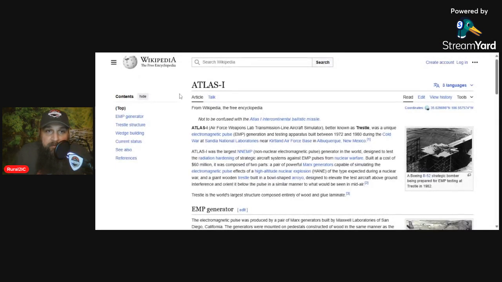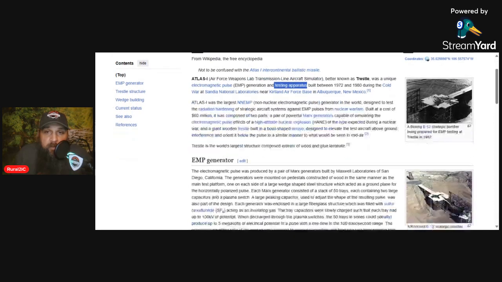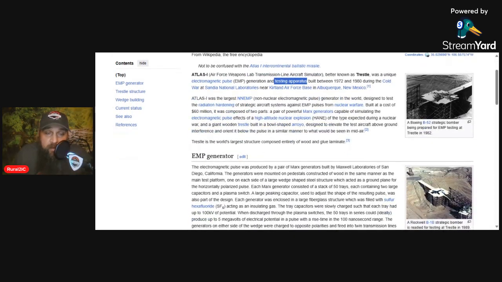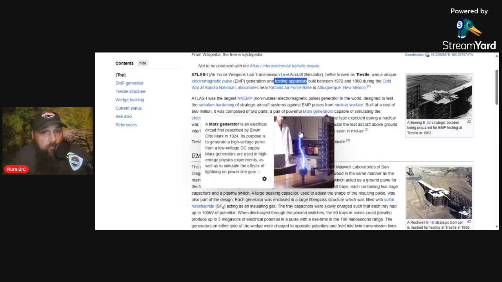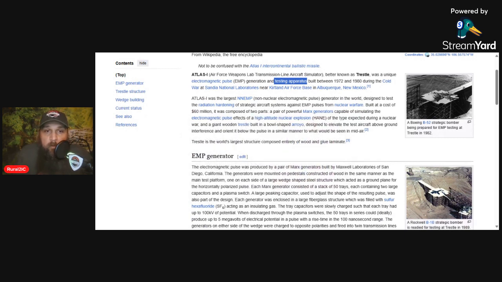So, Atlas 1. What is Atlas 1? Well, if you look right here, this is a unique electromagnetic pulse, or EMP, generator. So, this is a device that they built, or they're calling it a testing apparatus, built between 72 and 80 during the Cold War. And this was in Albuquerque, New Mexico. The purpose of this generator was designed to test if they could harden strategic aircraft systems against an EMP from nuclear warfare, because it was the Cold War era.